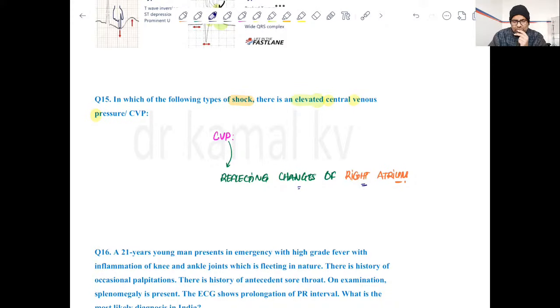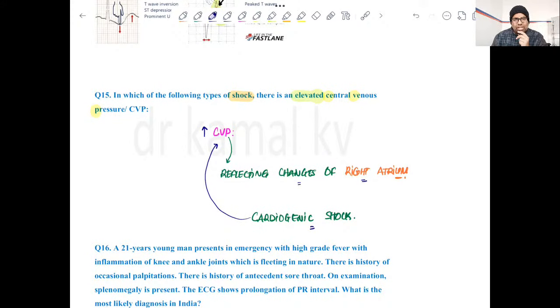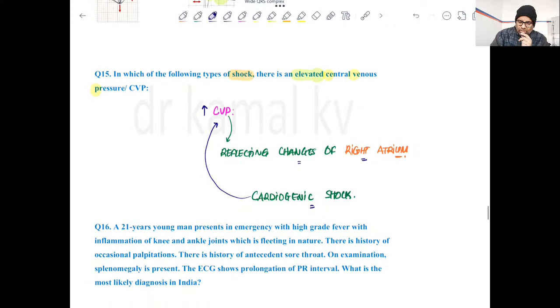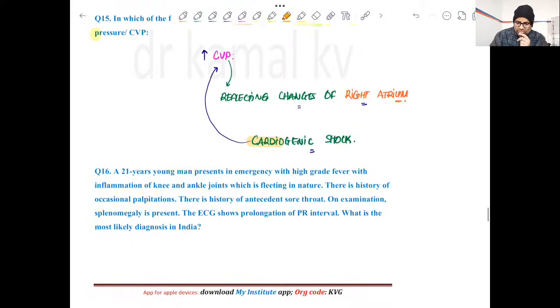So increase in the pressure of the heart chambers is possible because of cardiogenic shock, right? So this will indirectly increase the CVP because there is a failure of the heart as a pump. It is not pushing the blood forward, and there is backward hydrostatic pressure that will be reflected into the raised CVP. Clear? So this is cardiogenic shock. Cardio is heart, genic is generated.